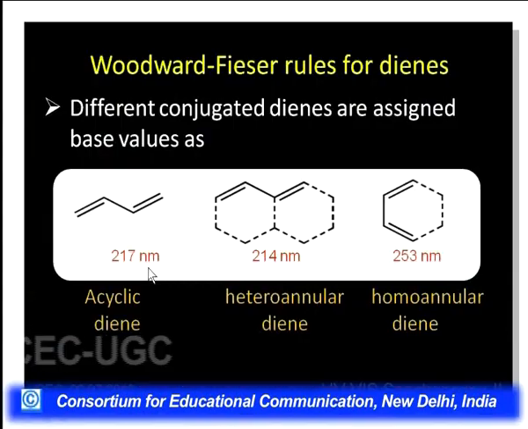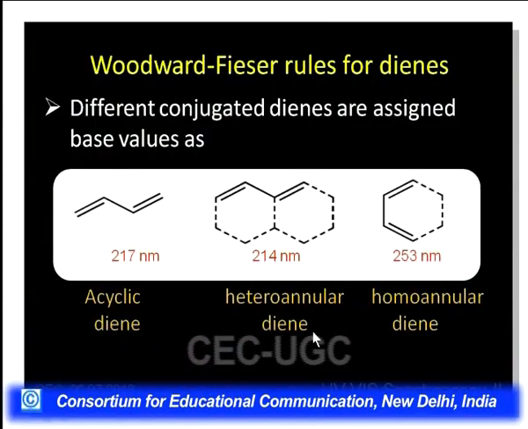Let's look at the Woodward-Fieser rules for two kinds of functionalities. We'll begin with the Woodward-Fieser rules for dienes. Different conjugated dienes are assigned base values as follows. There are three kinds of moieties. First, the acyclic diene, which has two conjugated double bonds and no cyclic structure, is assigned a base value of about 217 nanometers.